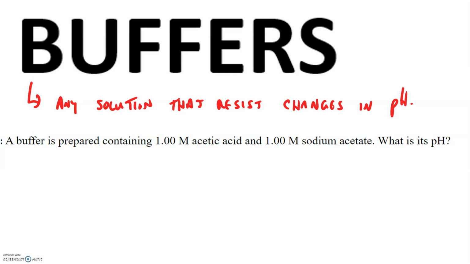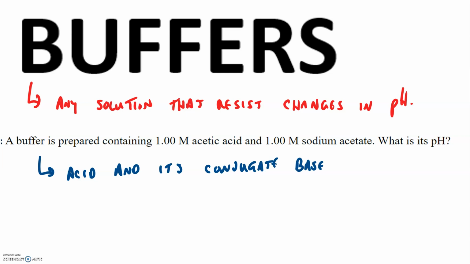And a buffer is always produced from an acid and its conjugate base. And it doesn't necessarily have to be the same conjugate base, but for our purposes today, we'll use the same ones, because if we want to resist changes in pH, if we start to add a bunch of strong base, the acidic part will neutralize it. If we start to add a bunch of strong acid, the basic part will neutralize it. Well, how does this work?